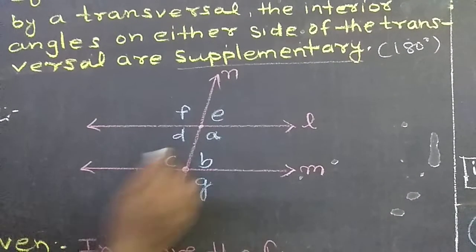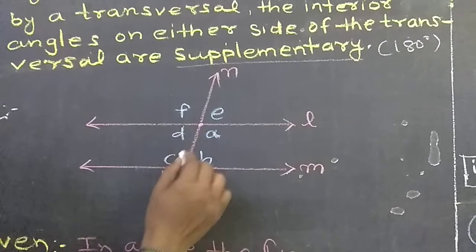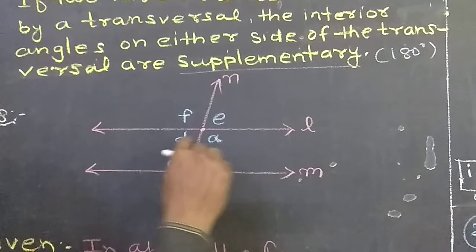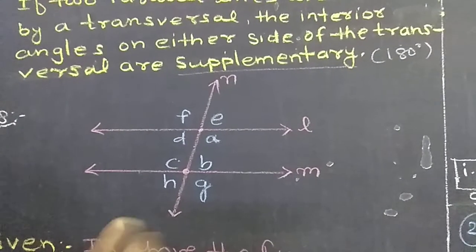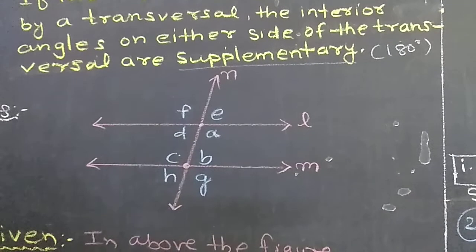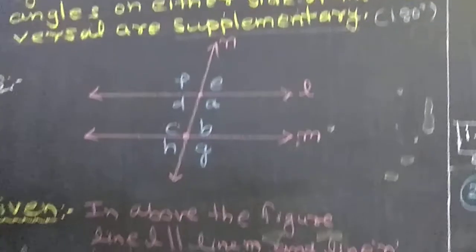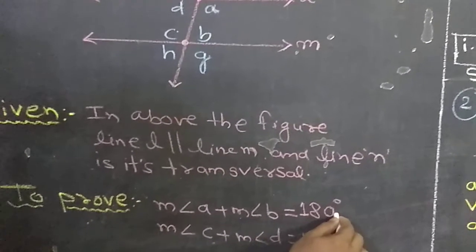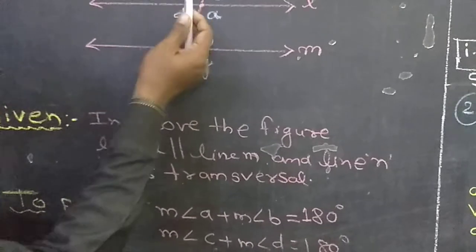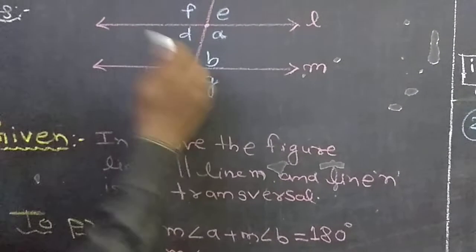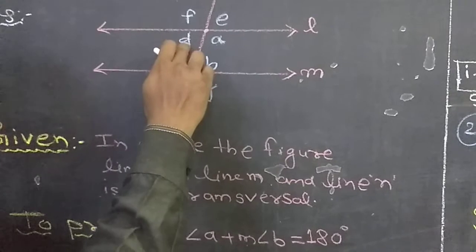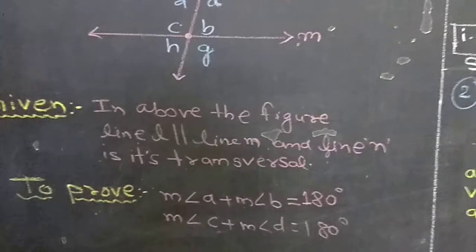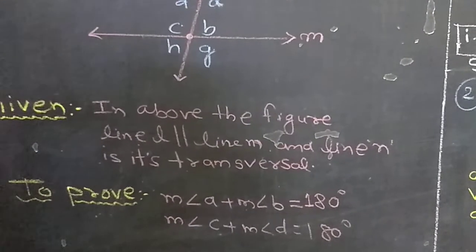Now which angles will be known here? Interior angle B and angle C, and here angle A and angle B. These both angles are supplementary, meaning the sum of these angles is 180 degrees. So measure angle A plus measure angle B is equal to 180. It means it is supplementary. Similarly on this side, measure angle C and measure angle D is equal to 180. That we have to prove here. हमको साबित करके दिखाना है कि ये 180 डिग्री होते हैं.